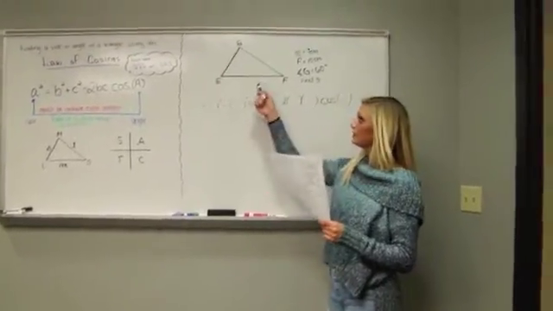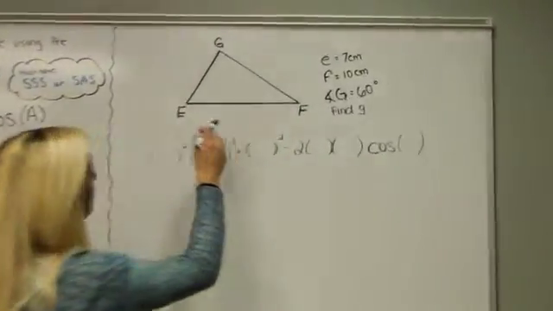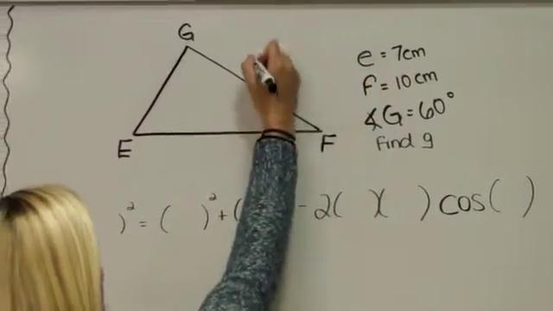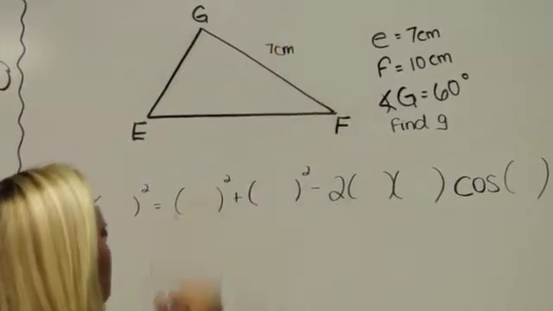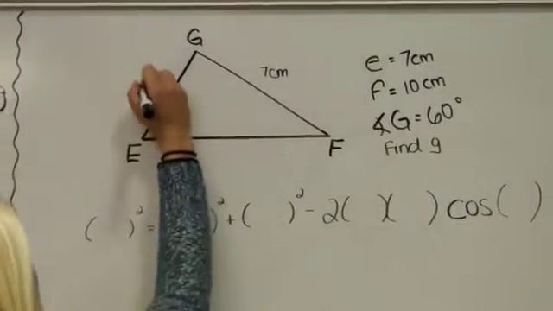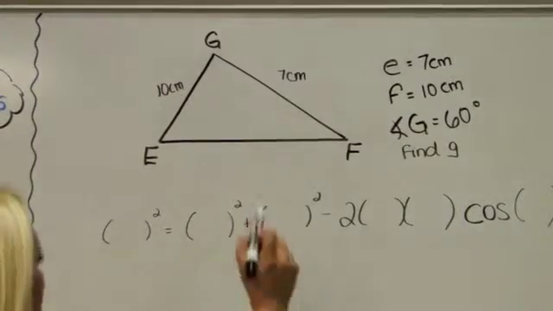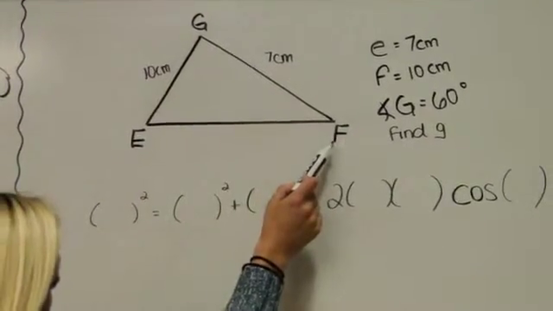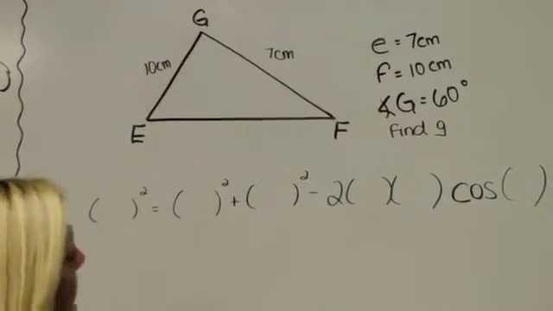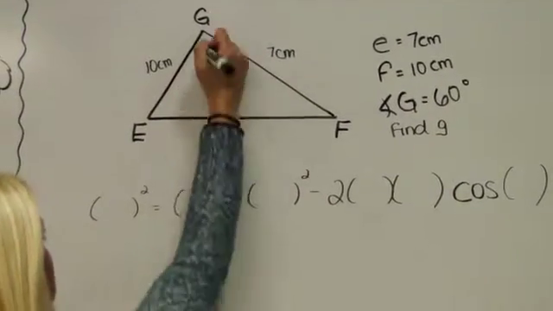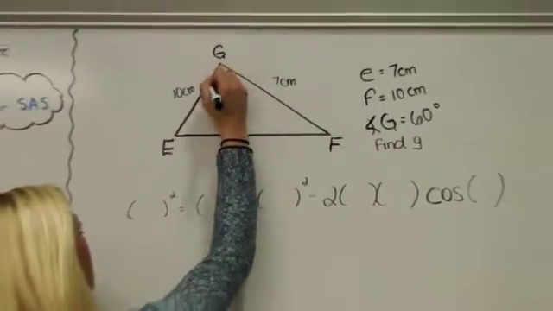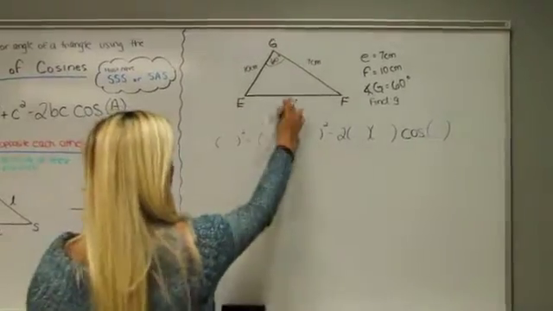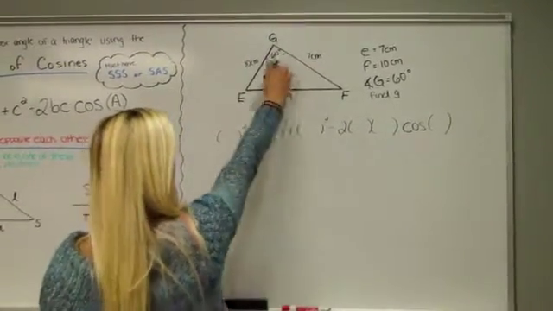So now we're going to try this problem here. We are given a triangle EFG with side lowercase e being 7 centimeters, side f being 10 centimeters, and notice that your side e is located opposite your angle E, and your side f is located opposite your angle F. It says that angle G is 60 degrees, and we have to find side g. So that's here, opposite your angle G.